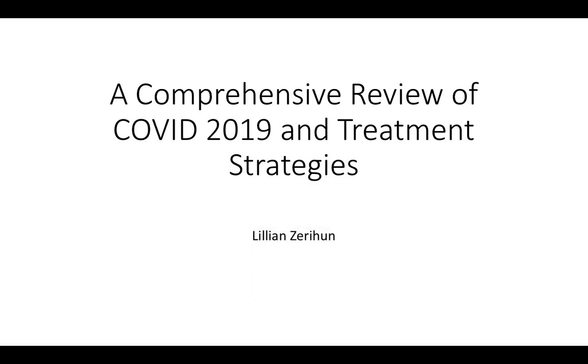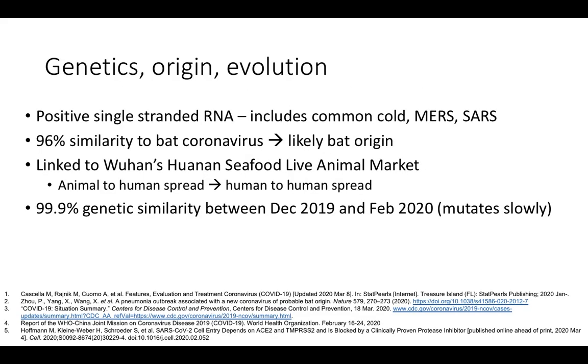All right, so here we're going to be talking about COVID-19. We'll go through a comprehensive review of the virus, diagnostic treatment strategies, and emerging research on new medications. Start off, we'll talk about viral genetics, origin, and evolution. So, the coronavirus is a positive single stranded RNA. There are a number of different coronaviruses, including 6 that infect humans, which include the common cold, MERS, and SARS.